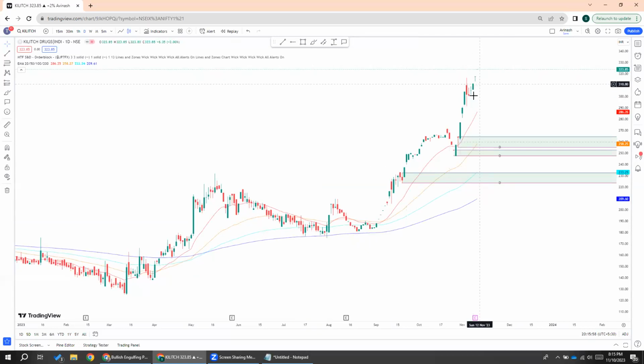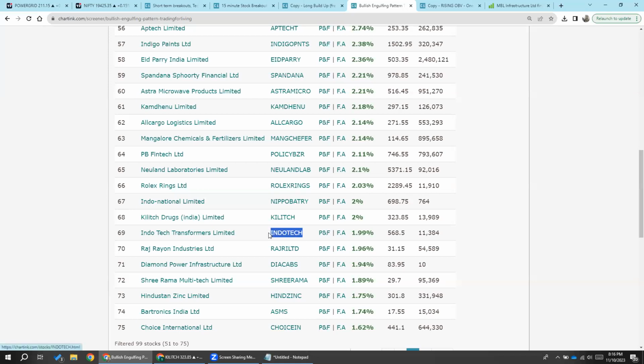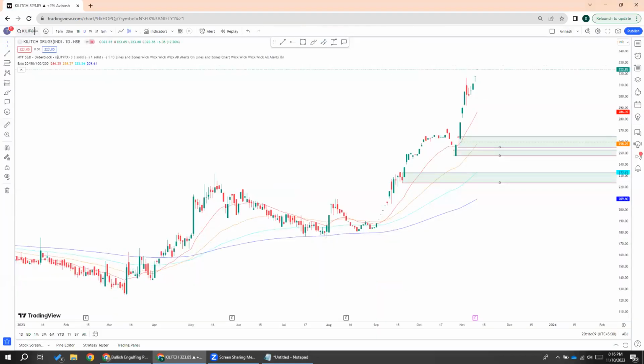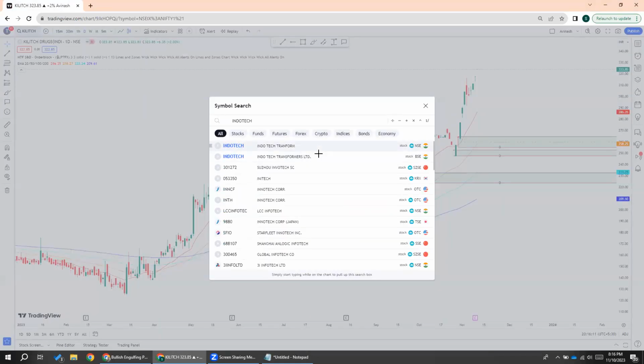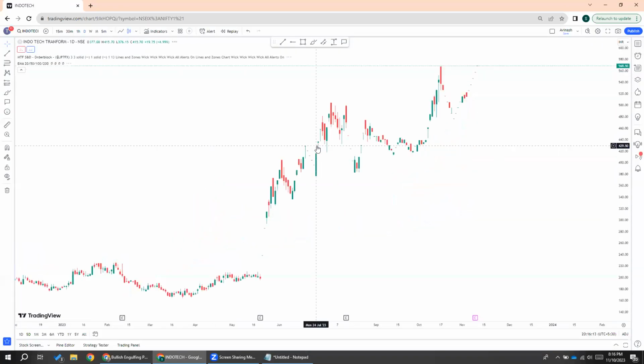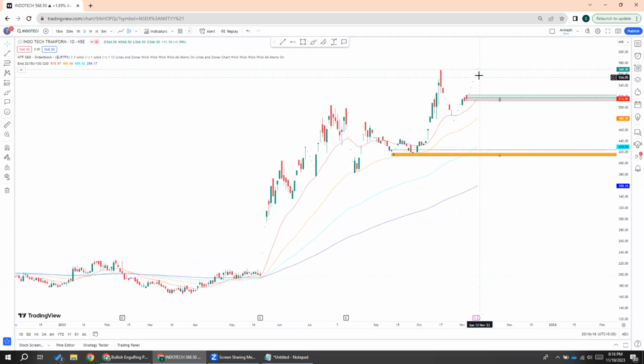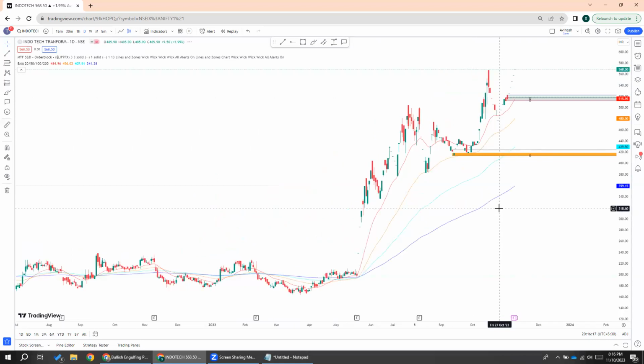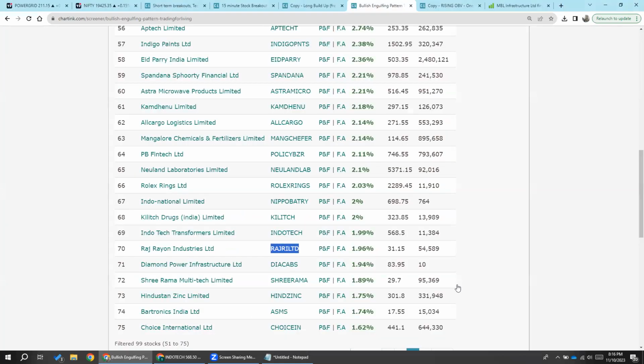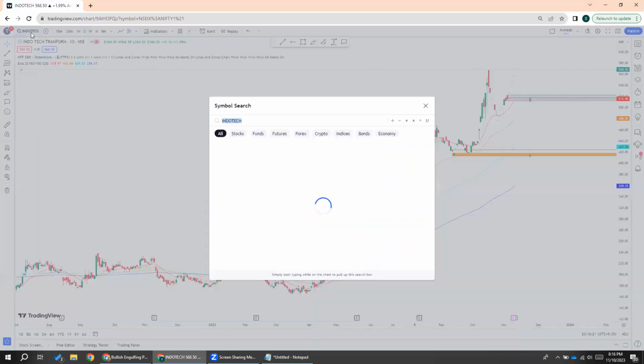KLI Tech is right now going upper circuit every day. This stock may be good, but the way it is behaving is not good for me, because the way it hits upper circuit, there is also a probability that a lower circuit can happen at some point of time.